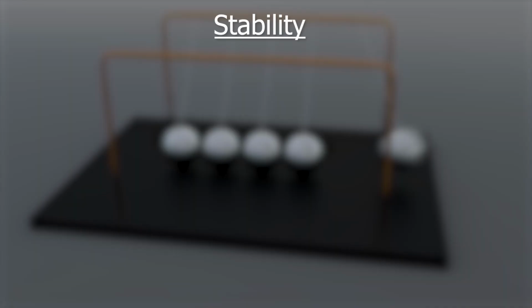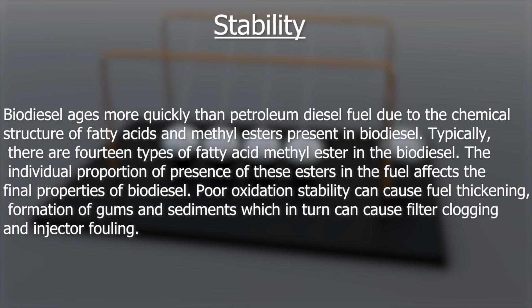Moving on, the next property is stability. Biodiesel ages more quickly than petroleum diesel fuel due to the chemical structure of fatty acids and methyl esters present in biodiesel. Typically, there are 14 types of fatty acid methyl esters in biodiesel. The individual proportion of these esters in the fuel affects the final properties of the biodiesel.